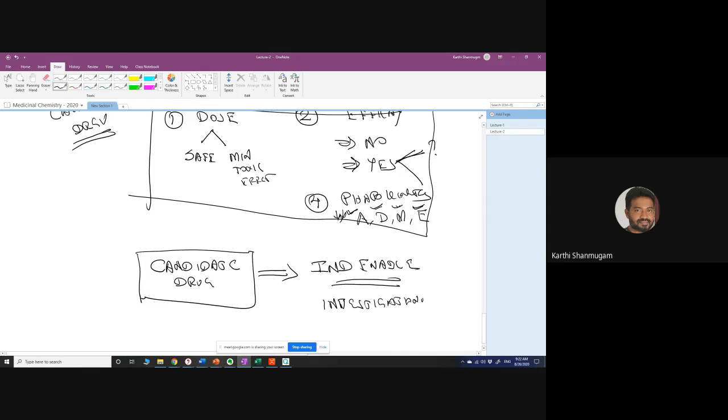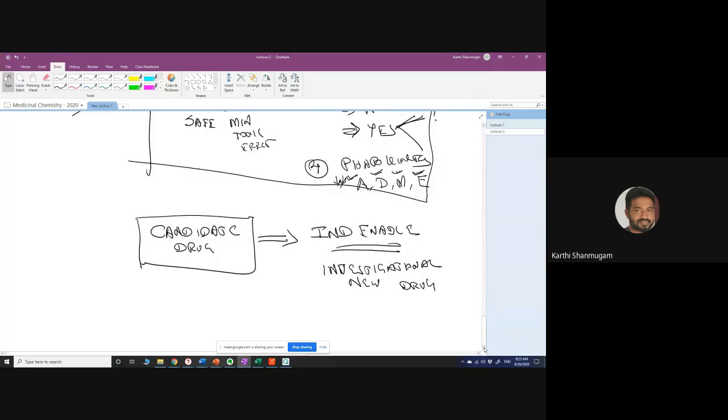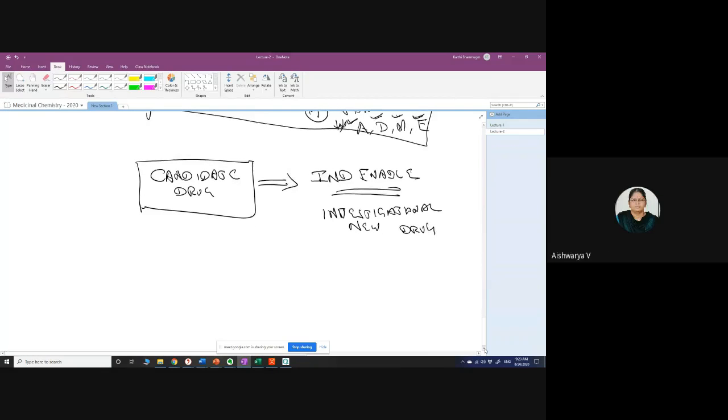Investigational new drug. I hope that my handwriting is somewhat readable, right? Is it readable? Yes, sir. At least to some extent, sir. Okay, so it's an investigational new drug, right?